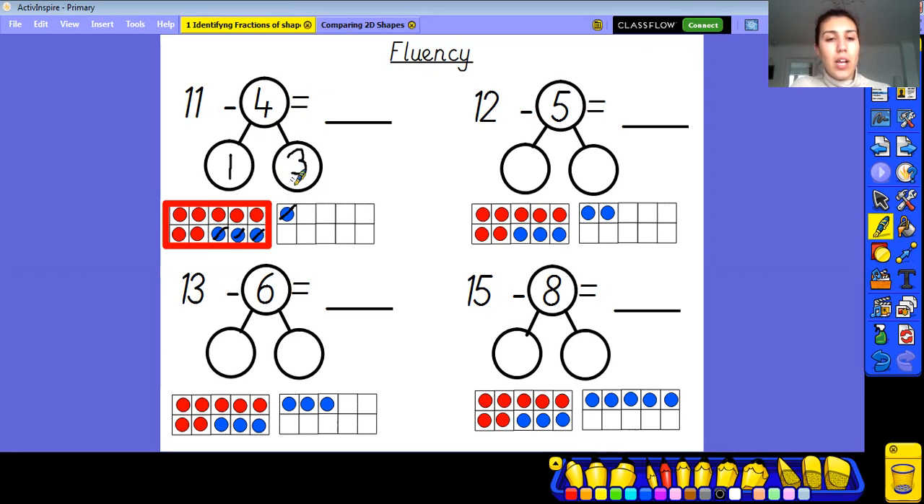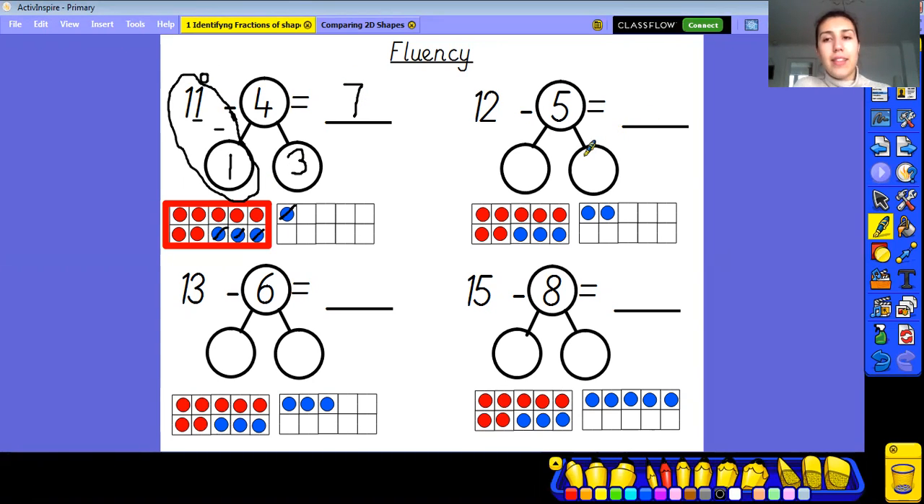So 11 take away 4. Well, I know that 11 take away 1. I chose 1 because when I subtract these 2 numbers, they will leave me with 10. So 11 subtract 1 leaves me with 10, and I can tell that because if I take away the number of ones in this one column, that will leave me with just the 10 and 0 ones, which is the number 10. For the next bit, we just need to use our number bonds to 10. So we just need to do 10 subtract 3. If you know your number bonds to 10, which hopefully by now you do, you will know that you will have 7 left. So our answer is 7.